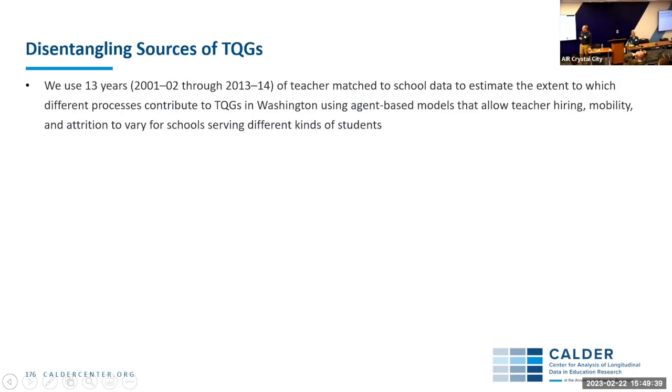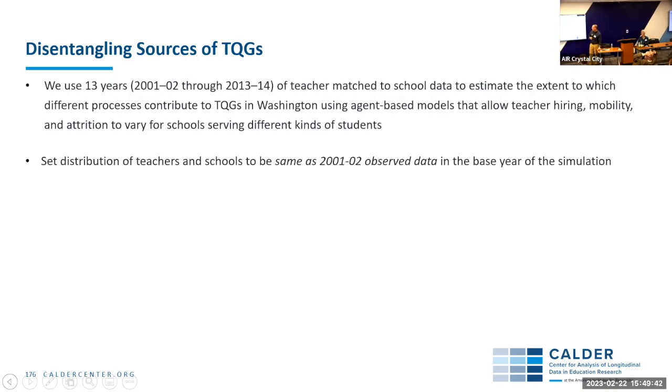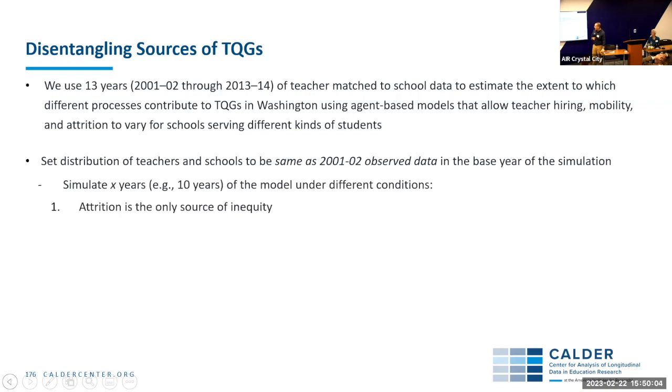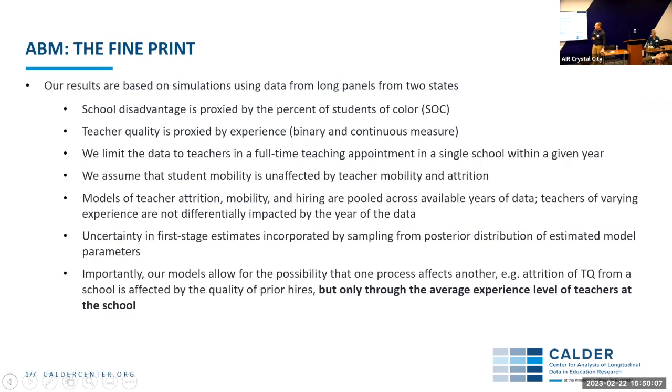The first thing is to see how well these simulations work. So we use these 13 years of data. We start in 2001, 2002, and go forward to see how closely our simulations parallel what we actually see if we set the inequities we observe in hiring, mobility, and attrition to be like the state. And then we simulate what happens if we set different processes to be equal.